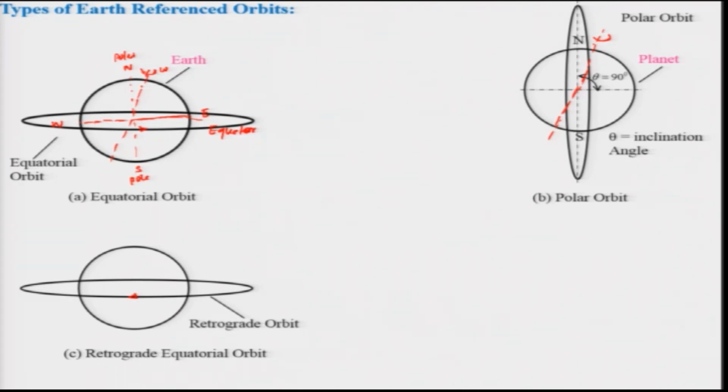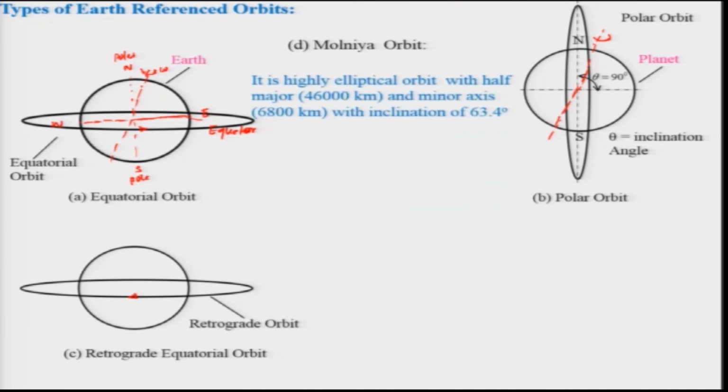As I told earlier, to get a little more scan as compared to the polar orbit, which we will be discussing a little later on, there is an orbit known as the Molniya orbit, which was devised by a Russian scientist and was used by Russian people in earlier days. It is a highly elliptical orbit with a semi-major axis of around 46,000 kilometer and a minor axis of around 6,800 kilometer, with an inclination angle of 63.46 degree. So, that means in this case it will be somewhere around 60.